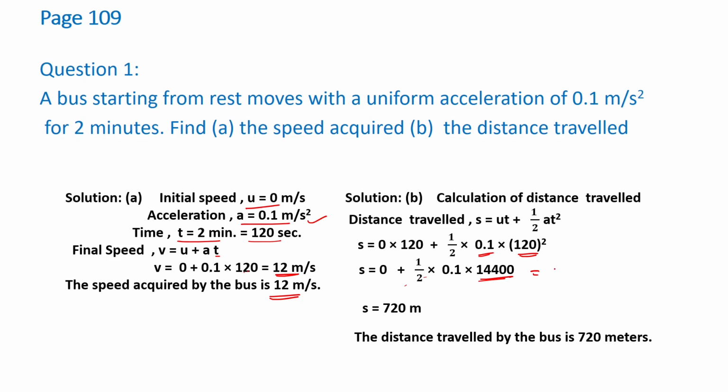0.1 means 1 divided by 10, that is 10 to the power minus 1, and 14,400 will be there. So you can further simplify 1 by 2 into 10 to the power minus 1; it comes to the denominator as 1 by 10 to the power plus 1, into 14,400. You can cancel this 0, and we will get 1440 divided by 2. Dividing this 1440, you will get 720 meters. So this is the actual distance traveled by the bus, 720 meters.